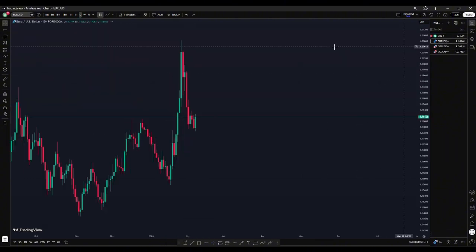Now, with that in mind, if you transition to Euro USD, you're going to see the opposite of the analysis we just did on the dollar index. On the Euro USD, you can see that we are bullish, while on the dollar index, we are bearish. So that is the opposite, right? Now, what do we have here?